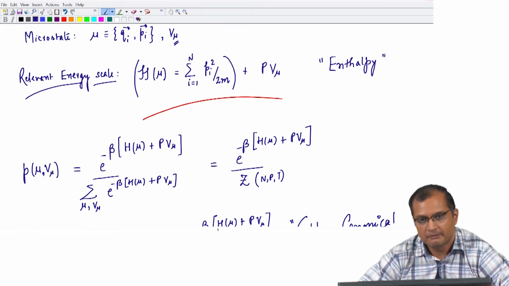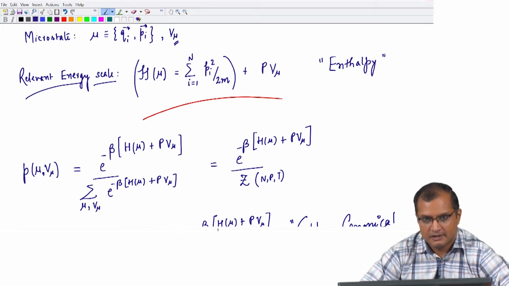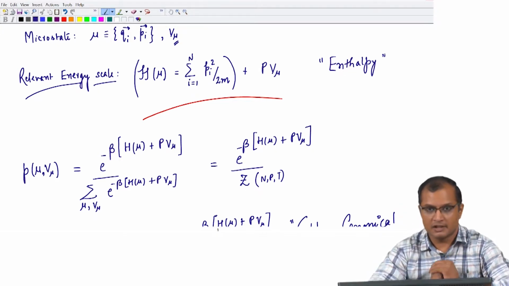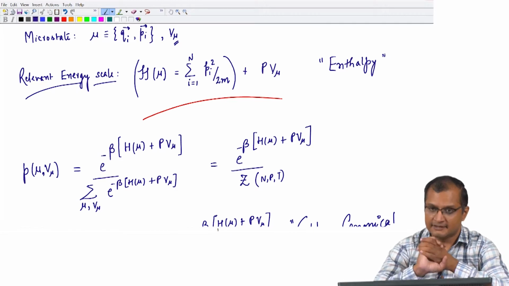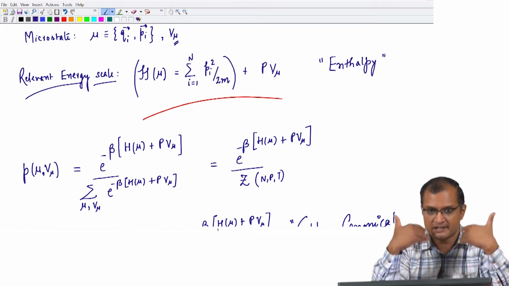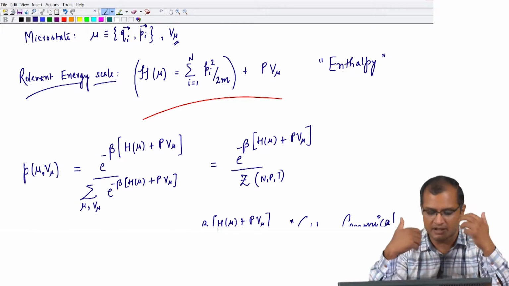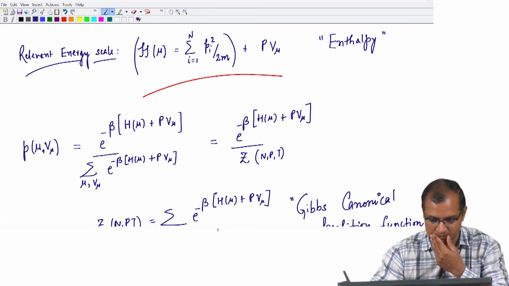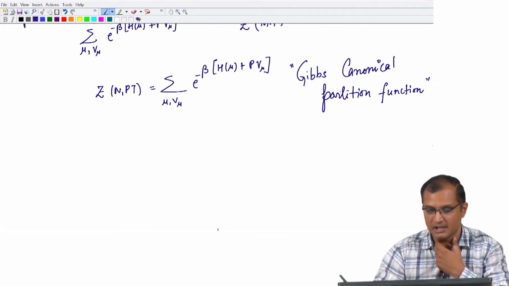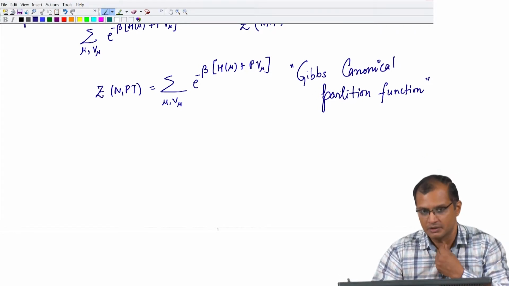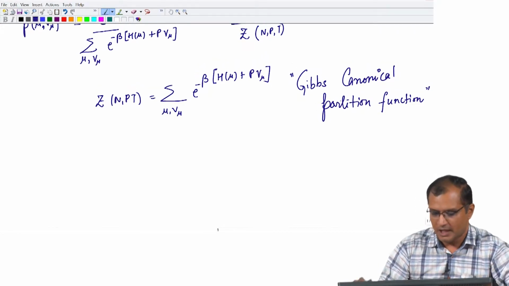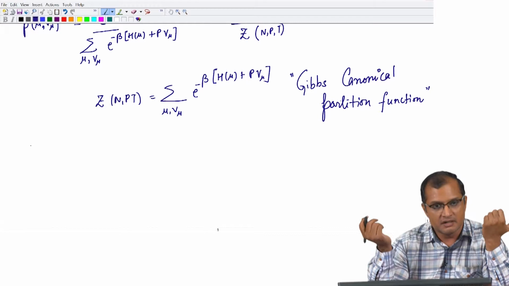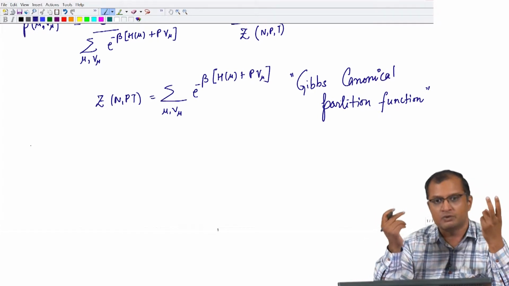So, in the ensemble of Gibbs, where you are controlling pressure in addition to temperature, the relevant energy scale is not the total energy itself, it is the enthalpy of the system. Okay. So, the Boltzmann factor will not have energy, it will have enthalpy. That is something that you need to keep track of, that our energy scale has changed from Hamiltonian to enthalpy. Now, like in the canonical ensemble, I wanted to know what is the average value of the energy. Here I have two quantities that are fluctuating.